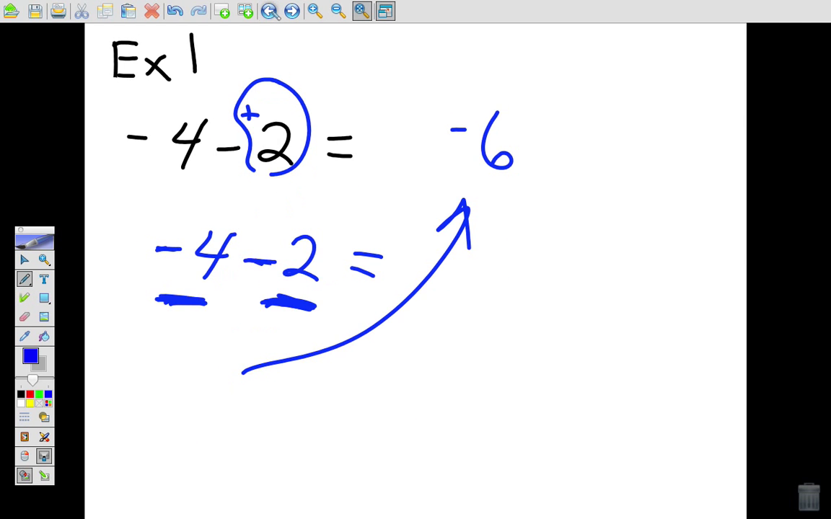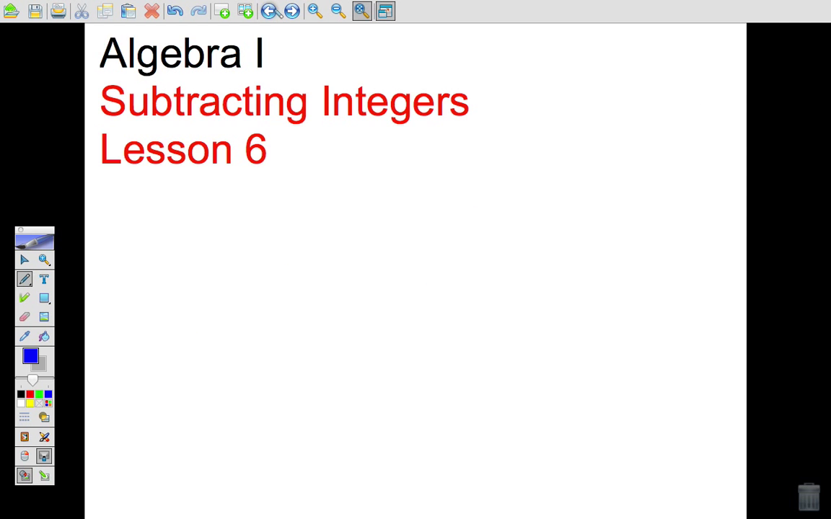So, the topic was subtracting integers, and it's all part of lesson 6, which is adding and subtracting integers as a whole.